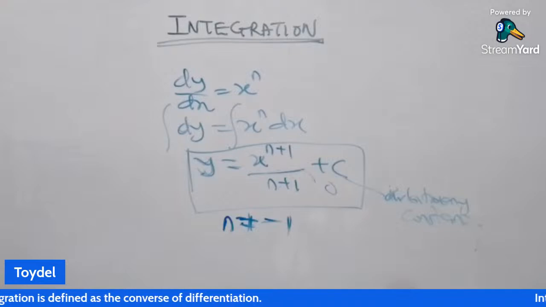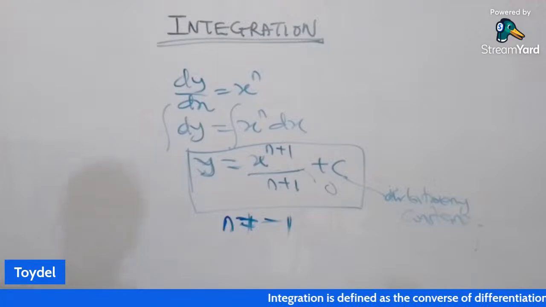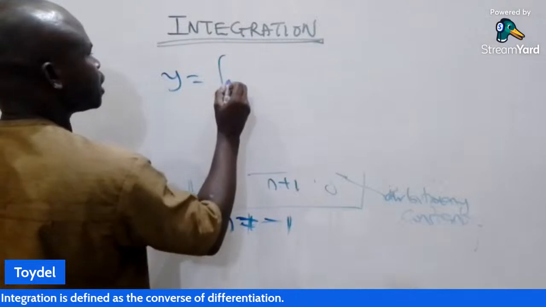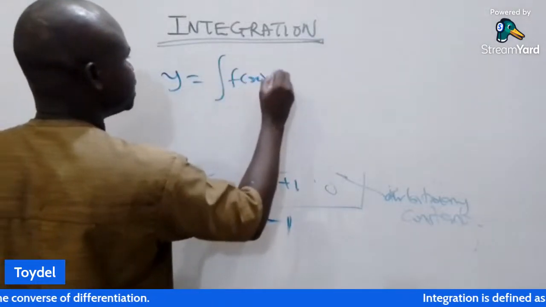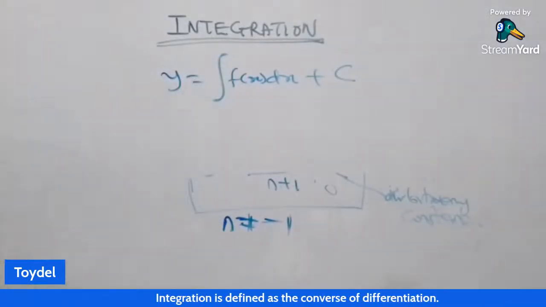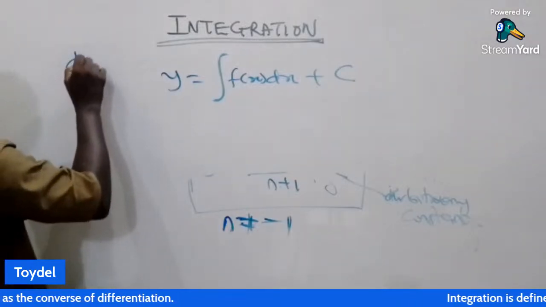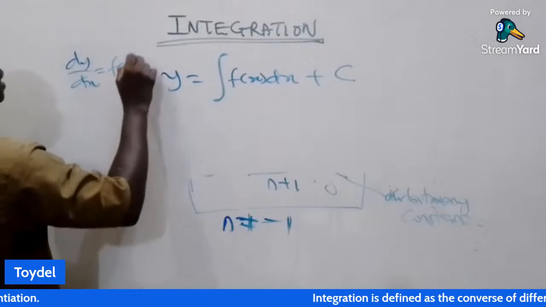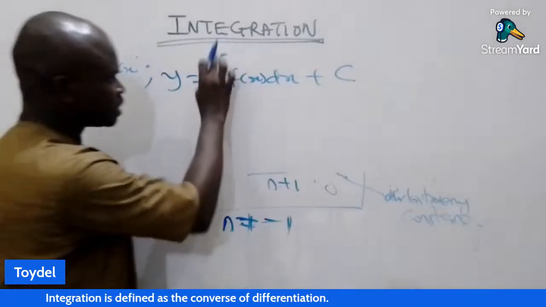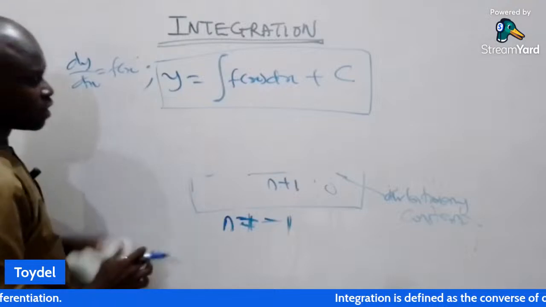So there are two types. This integral sign is called the integral sign. That is, if we have y equal to the integral of f of x dx plus an arbitrary constant. If dy/dx is equal to f of x, then y, when we integrate, this is what we are going to get. This is the integration of this derivative.